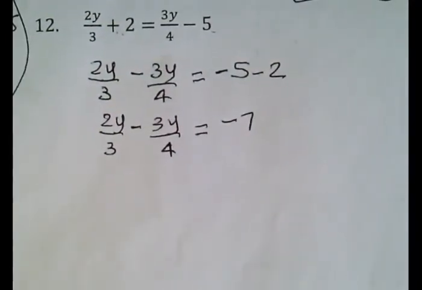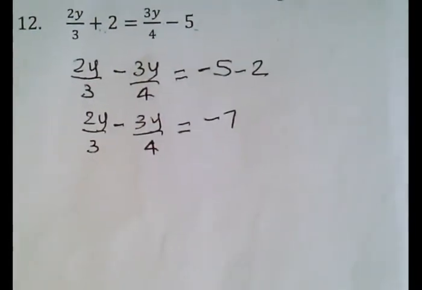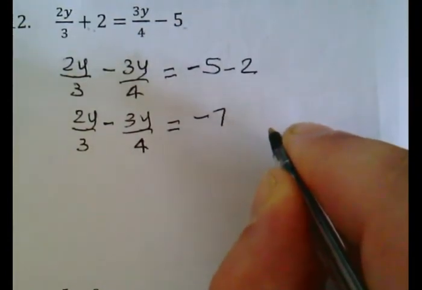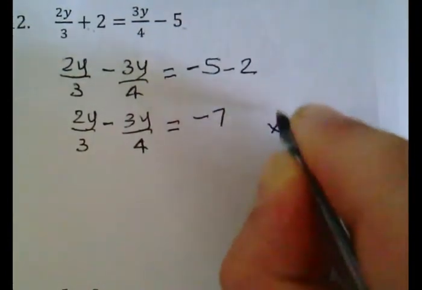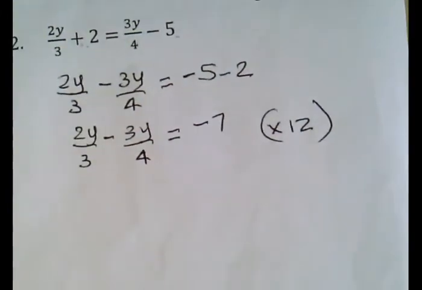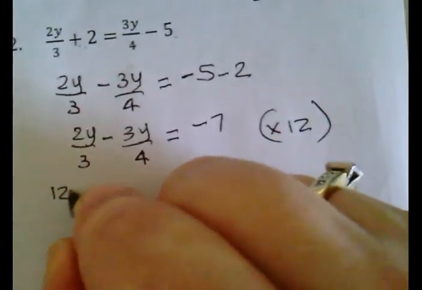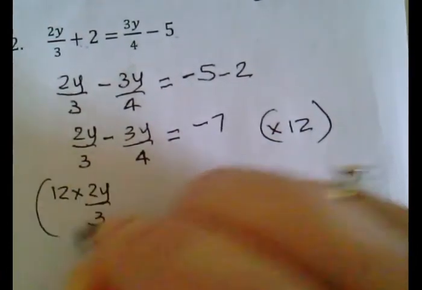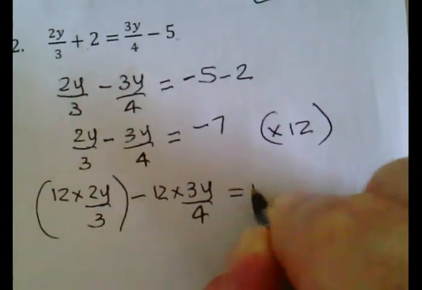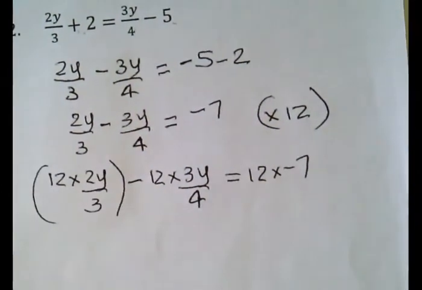Now, I can multiply through by... how do I get rid of the divide by 3 and the divide by 4? So, opposite of divide by 3 and divide by 4 is times 3 and times 4, which is multiplying by 12. So I multiply both sides, or everything, by 12. So 12 times 2y over 3 minus 12 times 3y over 4 equals 12 times negative 7.